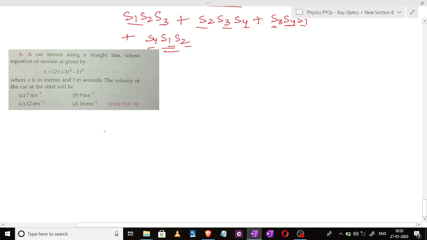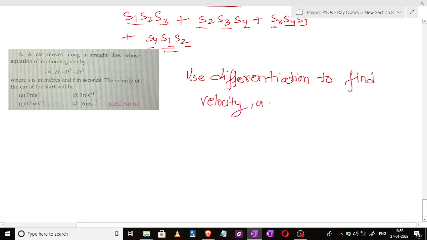So, hello everyone. Now what we will learn is solving such problems. We find velocity and acceleration using differentiation. We use differentiation to find velocity, acceleration, etc.